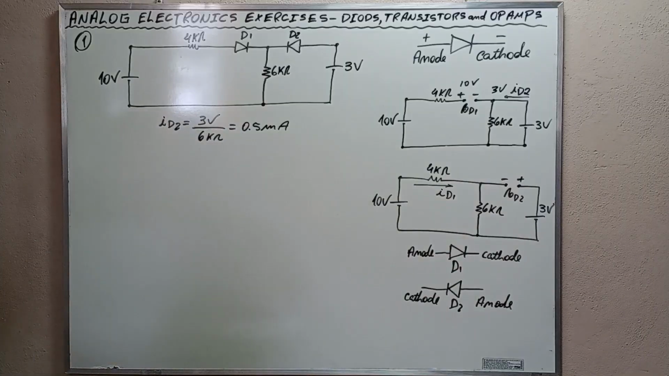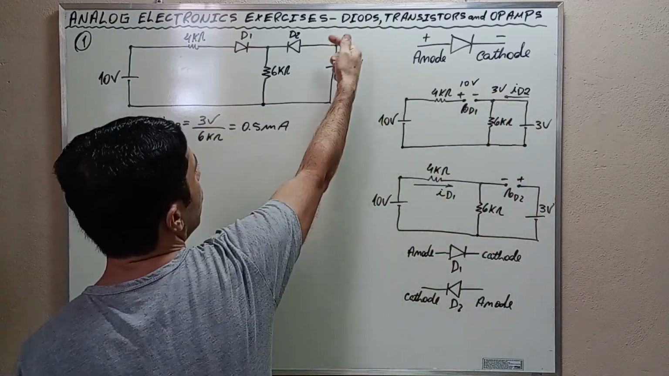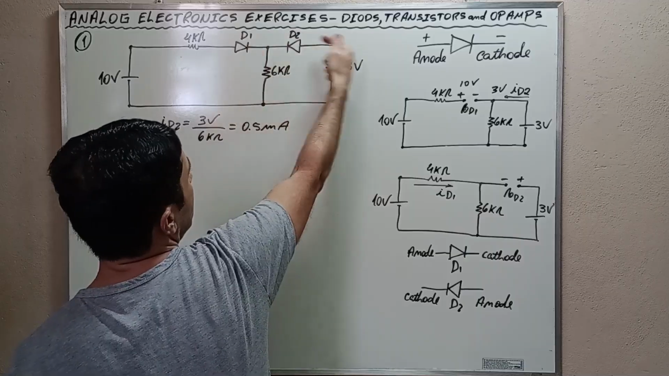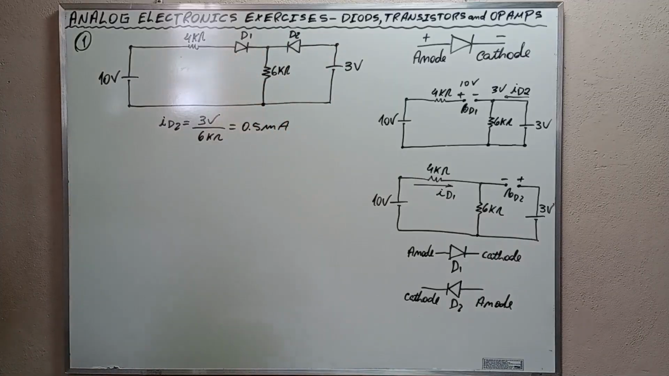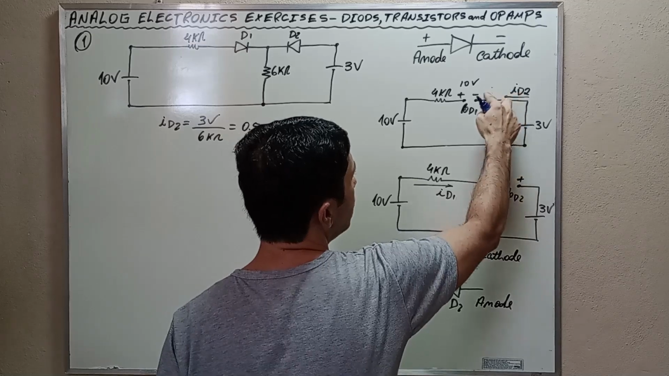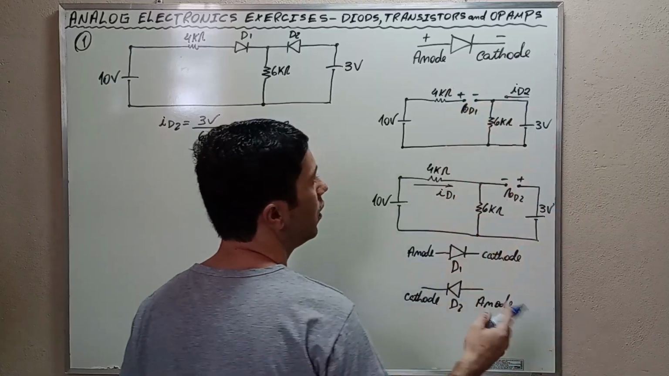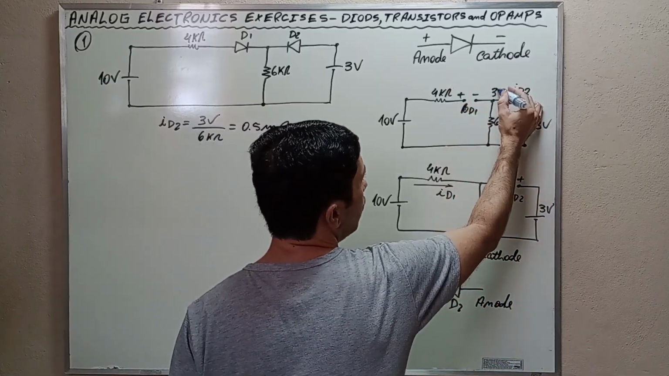Alright my friends, and since the current through D2 is positive, can you see that it goes from the anode to the cathode? The current is positive, then the assumption that D2 is on seems to be correct. However, since the voltage across the 6 kilo ohms resistor is 3 volts, the voltage here is going to be 3 volts, okay?